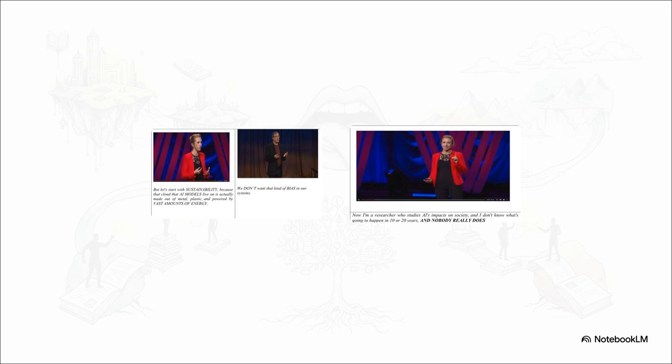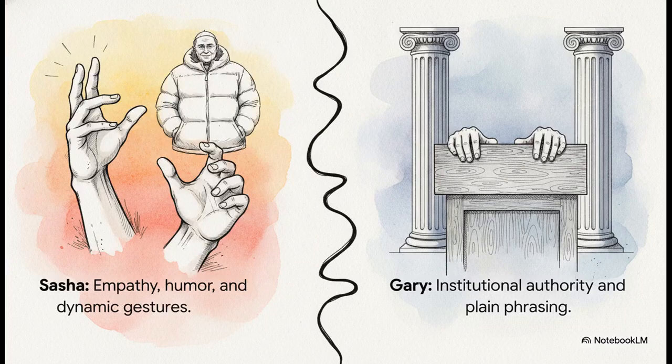Researchers Sasha Luccioni and Gary Marcus are both delivering TED Talks, and they're both trying to persuade the public about the severe risks of artificial intelligence. They are participating in the exact same overarching conversation, but what's really interesting is how their multimodal discourse, their gestures, their clothing, their staging, their tone could not be more different. Let's break it down a bit.